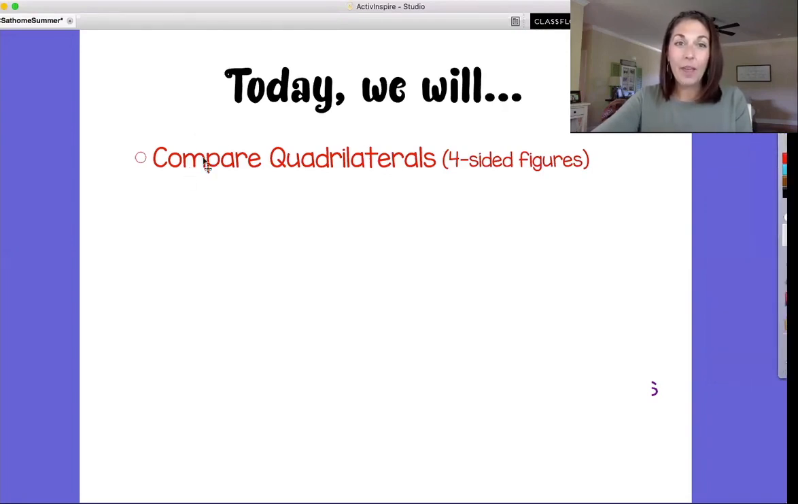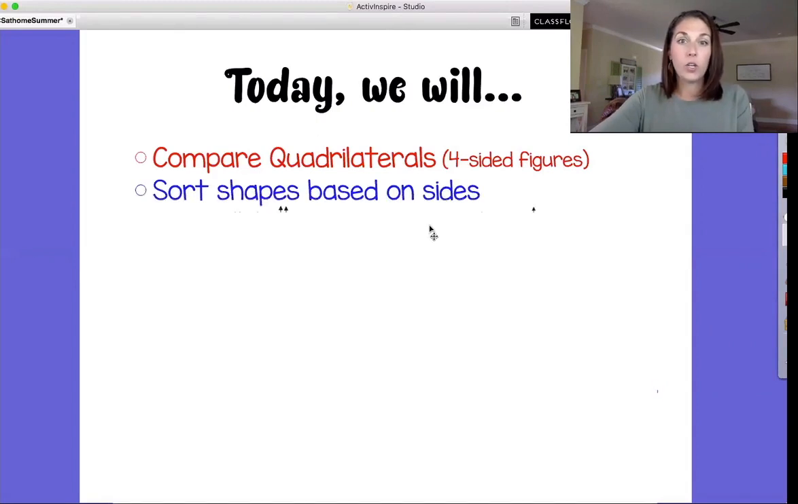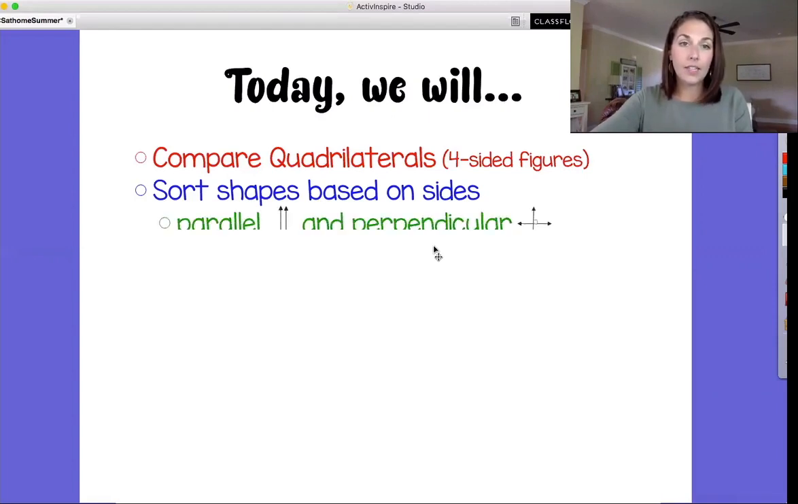So we are going to compare quadrilaterals. When I see the word quadrilaterals, I see that piece quad, and I know quad means four. So I'm going to be comparing four-sided figures and seeing what is the same about those and maybe what is different. All right, we are going to sort shapes based on sides. The vocabulary that we're going to use is we are going to look at the sides of the shapes, and we are going to decide if those sides can be classified as parallel and perpendicular.